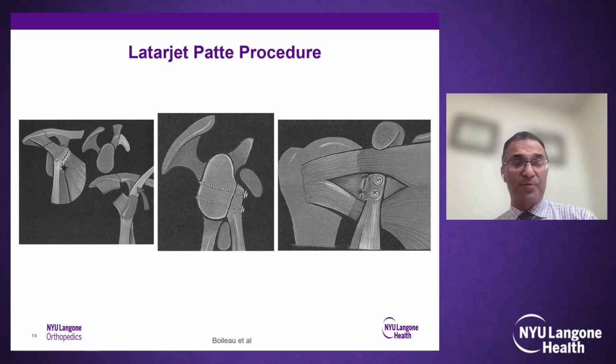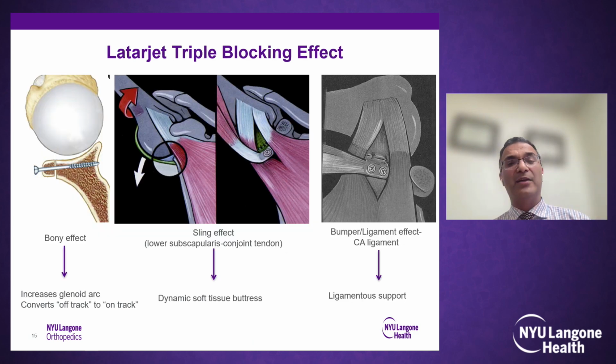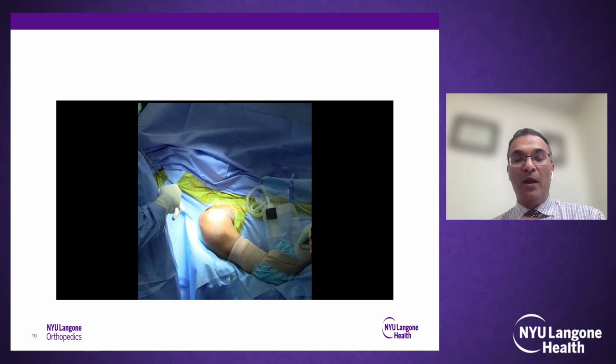Now, the Latarjet procedure is probably one of the more popular or commonly performed bone block procedures, which basically involves transfer of the coracoid onto the anterior glenoid neck. And it's known to work with what we call a triple blocking effect. It has a bony effect, in which you're increasing the glenoid arc; a sling effect, which is an interplay between the conjoint tendon and the lower half of the subscapularis through which an anterior-inferior buttress is created; and lastly, the ligament or bumper effect, which is basically the CA ligament reinforcing the anterior capsule.